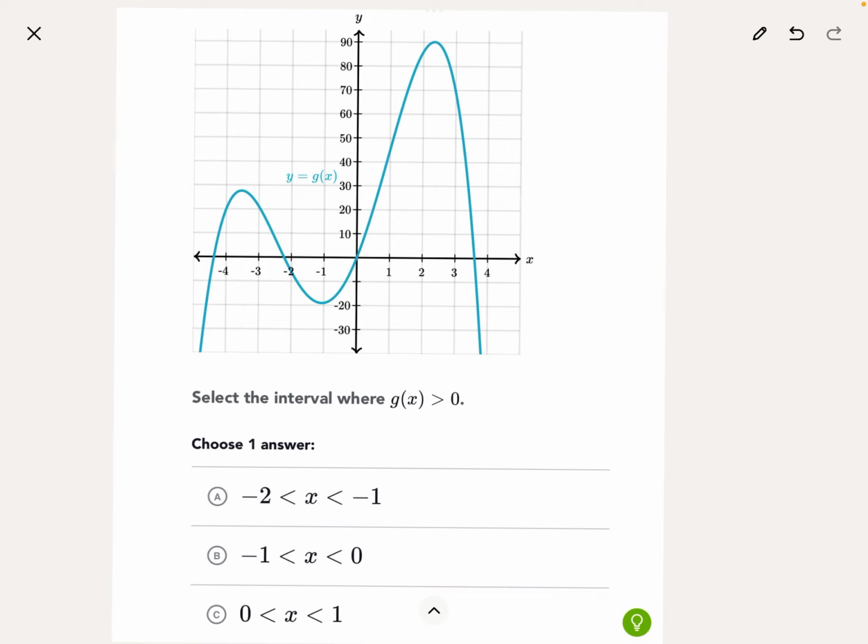This question says, select the interval where g of x is greater than 0. So basically it's saying, where is the function positive? In order to do this, the very first thing you should always do is find where the graph crosses the x-axis. And so this would be one of the places.